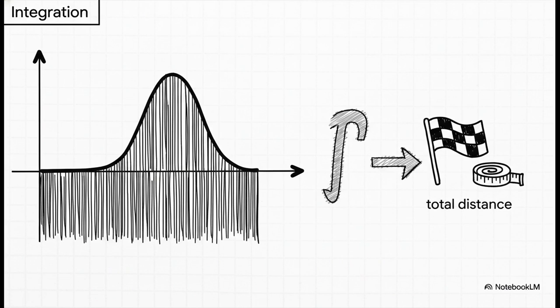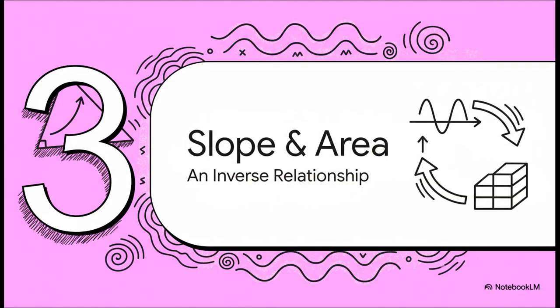And this amazing process, this idea of summing up an infinite number of teeny tiny little pieces to get a perfect, precise whole, it has a name. It's called integration. It's one of the cornerstones of calculus, and it's the tool that lets us find that total distance perfectly, no matter how wild the velocity gets. Now for our third and final section, slope and area, an inverse relationship.